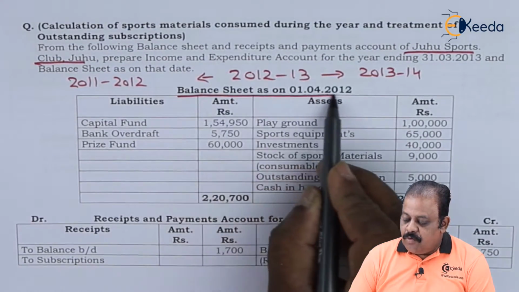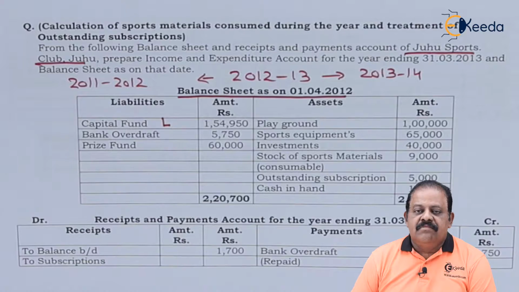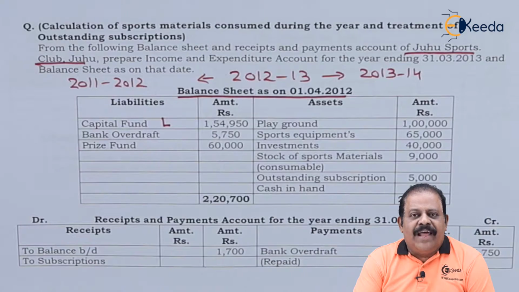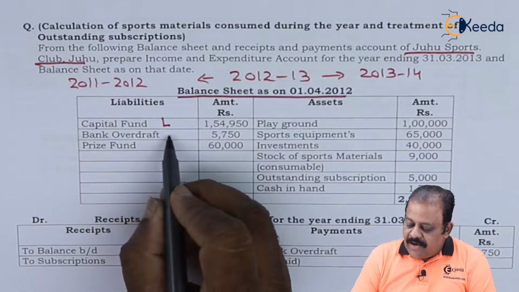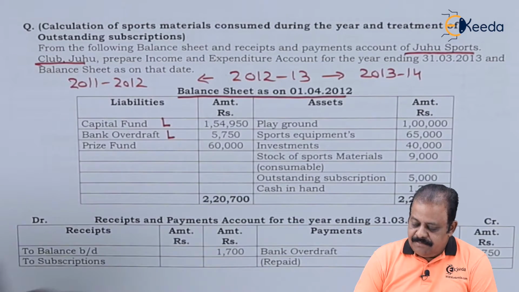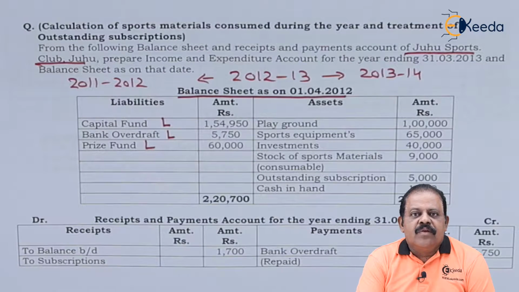Let us look at the opening balance sheet first. On the liability side we have capital fund. This will be recorded as opening balance of capital fund in the new balance sheet. Bank overdraft. This is overdraft taken by the club, which will be recorded as opening liability in the new balance sheet on the liability side. Prize fund. This is a special fund created for issuing prizes to the students or winners. This will be recorded on the liability side of the balance sheet.